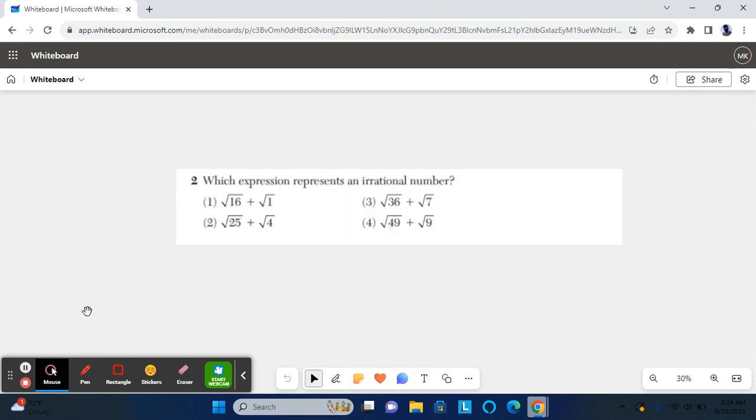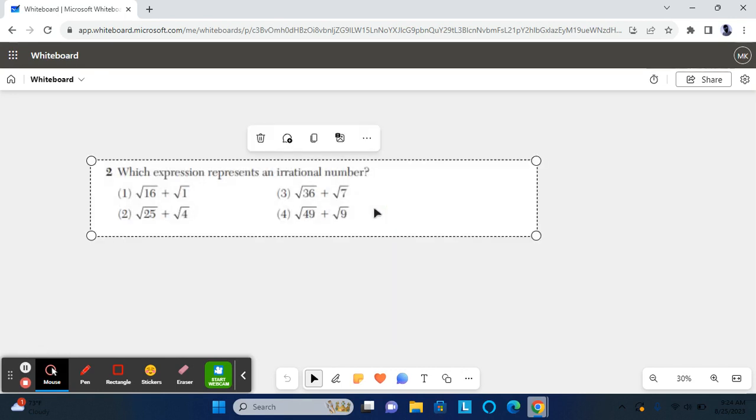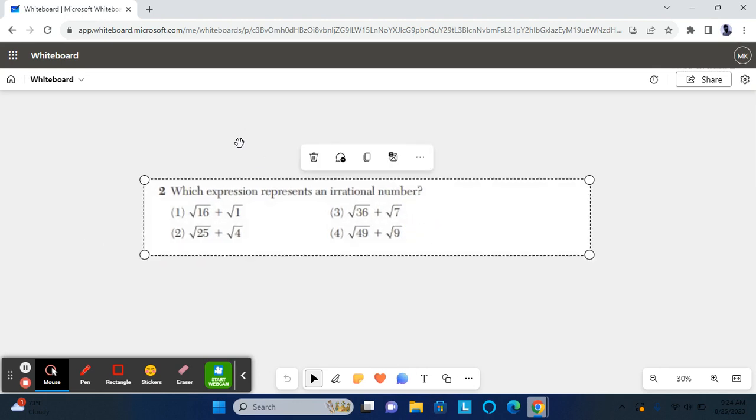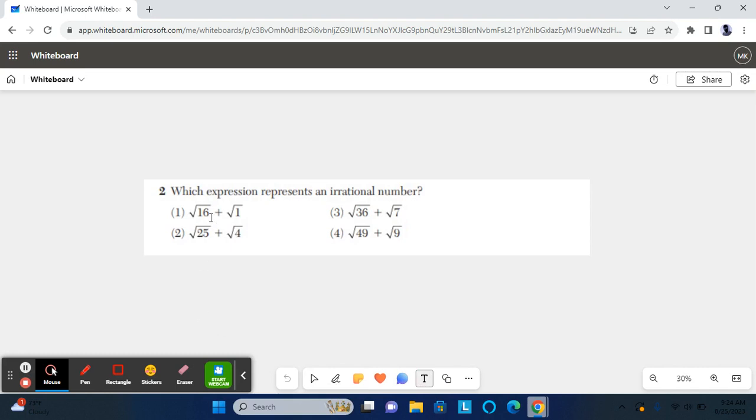For question 2, it says, which expression represents an irrational number? So here you just have to simplify all of the expressions and figure out which one has an irrational number as the answer. For number 1, we have square root of 16 plus square root of 1. That's basically 4 plus 1, which is 5, and that's a rational number, so 1 is not the correct answer.